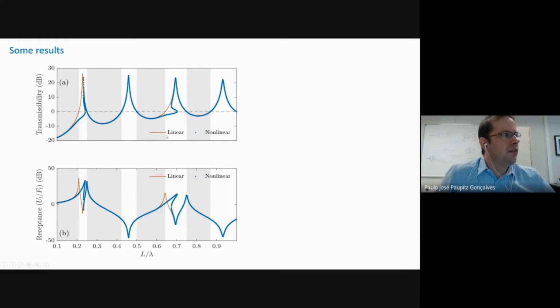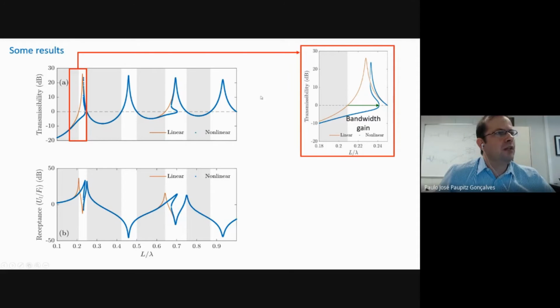The red curve here is the linear case for the transmissibility, and the blue one is the nonlinear response transmissibility. So what we get here, as we can see, is a shift in the resonance. The first peak moves towards higher frequencies as an effect of the hardening stiffness. This frequency doesn't change, and this frequency doesn't change, and this one also moves towards higher frequencies. So the effect is this: we get an extra bandwidth using the nonlinearity just for one cell.